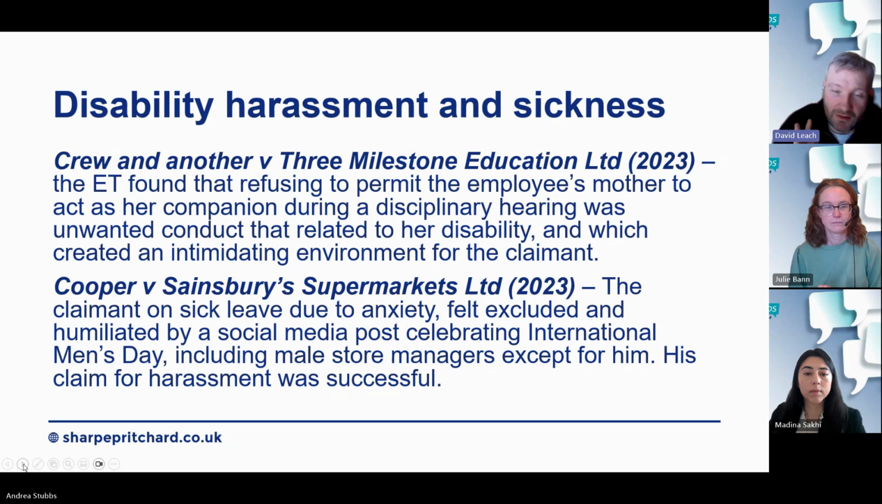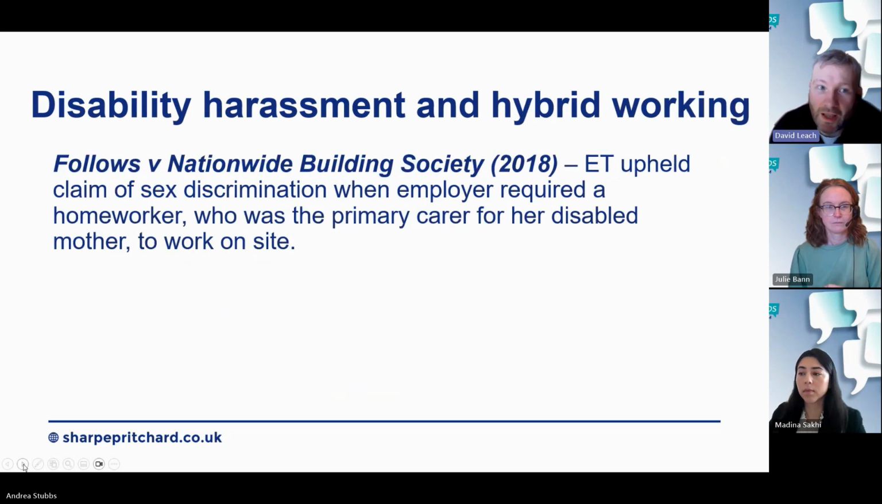Next slide, moving into disability harassment and hybrid working. This employee required to be a home worker because they were primary carer for a disabled mother, and it just didn't work. Again, they were saying it was harassment based on certain characteristics. Obviously, these cases are going to have other claims as well, but looking at the harassment element, this is the point on this one. They were aware that this person needed hybrid working because of their caring responsibilities, and it created a degrading environment to try and force them back into the workplace.